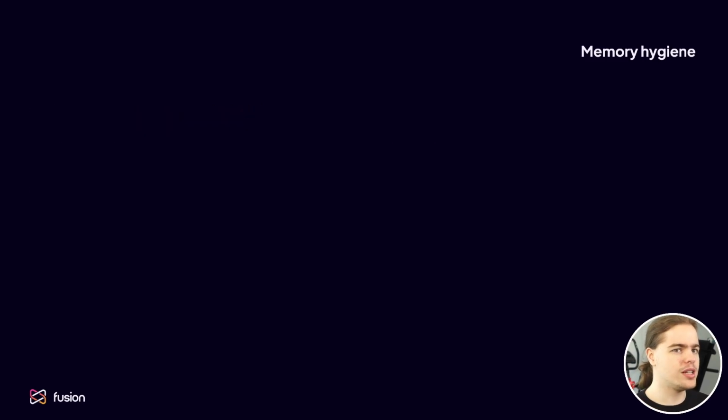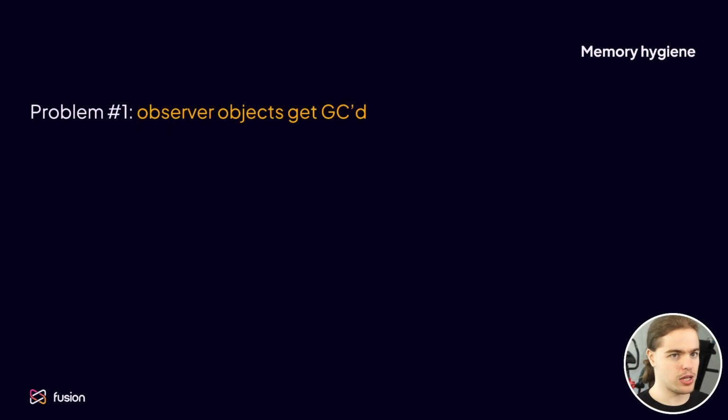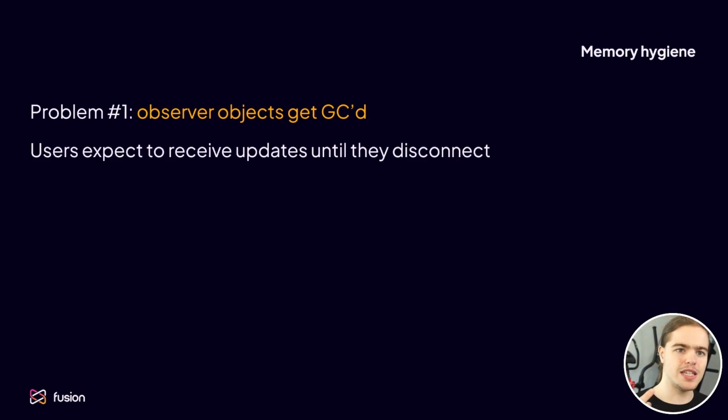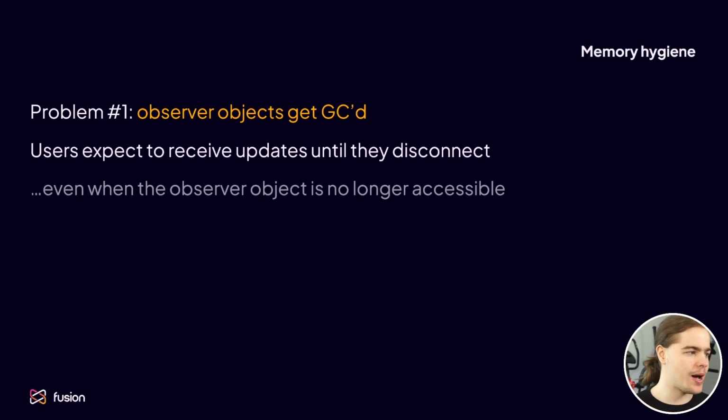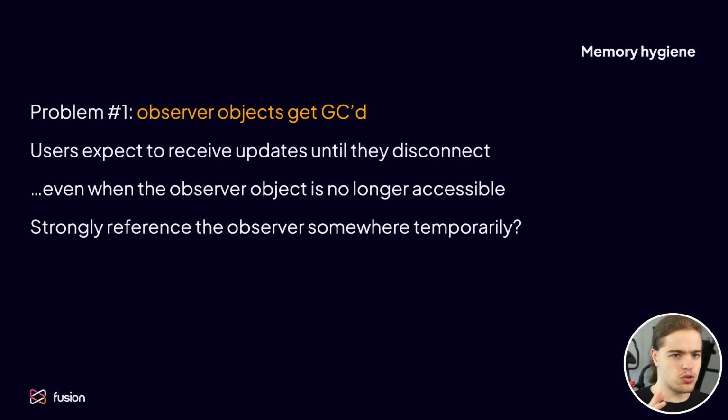The first problem we run into is that observer objects get garbage collected. You see, users expect to receive updates when they connect a callback, even when the observer object is no longer accessible. It turns out a lot of scripts just connect to stuff and exit their main code chunk, leaving only the callbacks to respond to incoming data. Okay, we can just strongly reference the observer somewhere temporarily, just while it has an active callback.